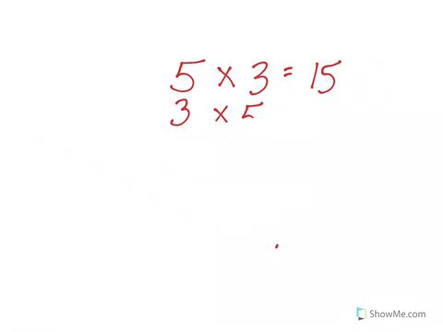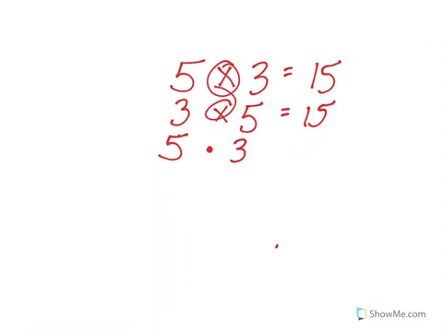Let me do this. Let's say I had 5 times 3. Well, what's 5 times 3? 15. Well, I can also show this as 3 times 5, which is 15. But again, same thing, using the exact same operation. But we can also use something called a multiplication dot. Again, the exact same thing. 5 times 3, 3 times 5 still gives us 15.